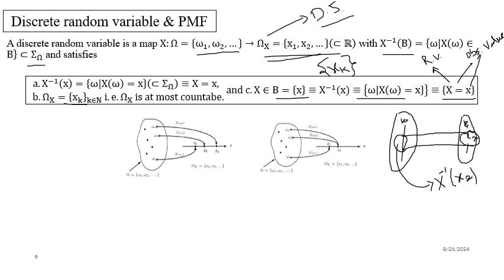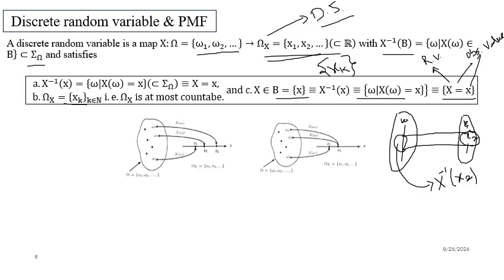Here we are taking omega x must be a discrete shape. That means it is a sequence of numbers. We are putting it in terms of a sequence of numbers, and B happens to be a singleton set containing values, which pulls back to an event, and we denote it by this notation. So in geometry you can see it like this.